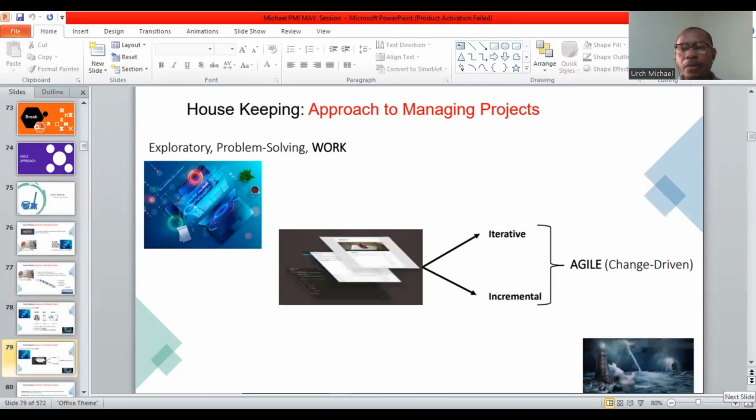So basically, when you hear the word Agile, which is a change-driven methodology, there are two basic methodologies under the Agile. You can also say that Agile is a consequence of these two methodologies. The first one is the iterative methodology, and the second one is the incremental methodology. These two we can see in exploratory problem solving work. The combination of these two types of methodologies gives you the agile or change-driven method of project management.